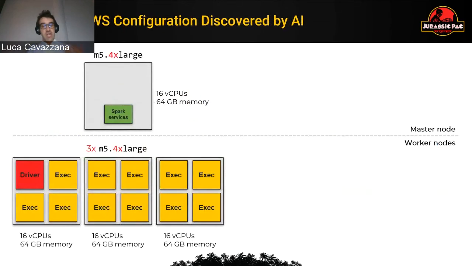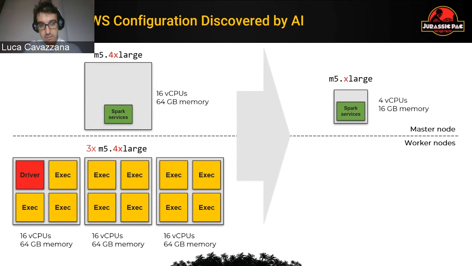And so how did the engine achieve these results? Basically, what the engine understood is that the master node, which is the one that holds some basic Spark processes, was over provisioned for its use. So it was able to understand that the cluster is good even with an instance that is much smaller than the original one, a quarter with respect to the original one.